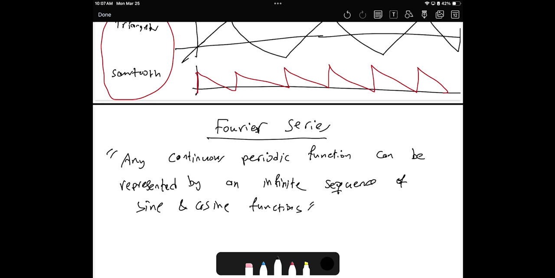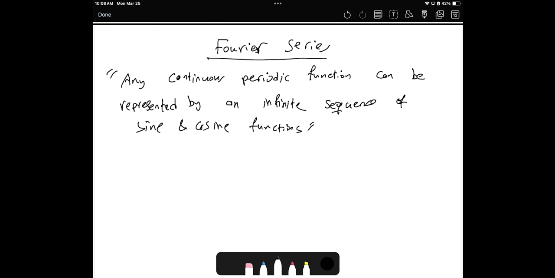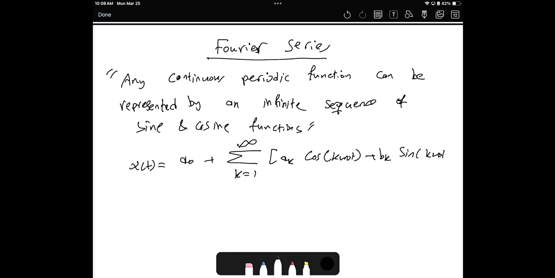So for any signal that we know is periodic, like, as mentioned, sawtooth, triangular, square wave, pulse train, whatever, all of them we can present as a sum of sine and cosine. So here is the overall general formula for any periodic signal: x of t equals a0 plus the sum from k equals 1 up to infinity of a sub k cosine k omega t plus b sub k sine k omega t.